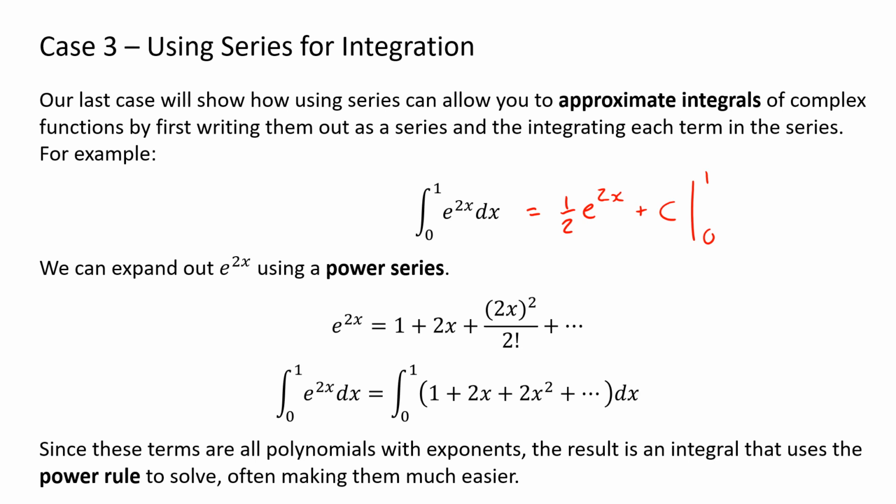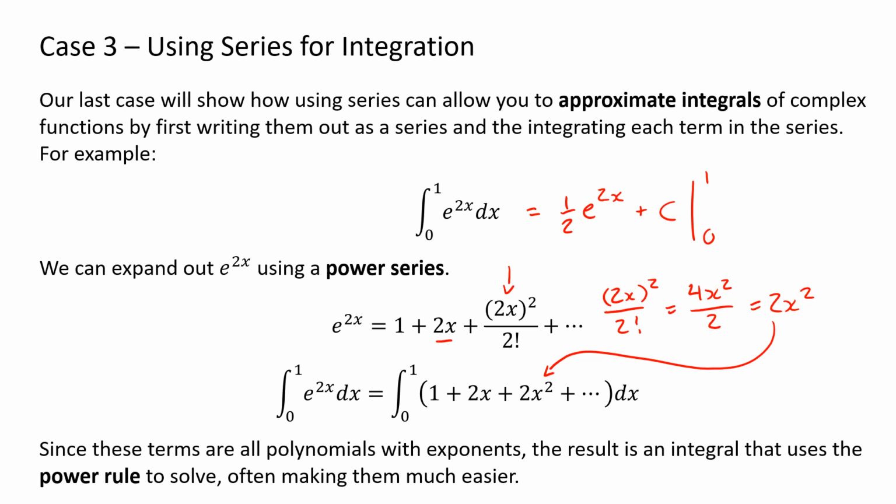So if we want to do this using series, we can start by expanding it out as a power series. Remember, we did e to the 2x already. It was 1 plus 2x plus, in this case, 2x squared over 2 factorial, and we would keep going on. Simplifying this, 2x squared divided by 2 factorial, this is equal to 4x squared over 2, or 2x squared. So you'll see that is what I have placed here in the brackets.